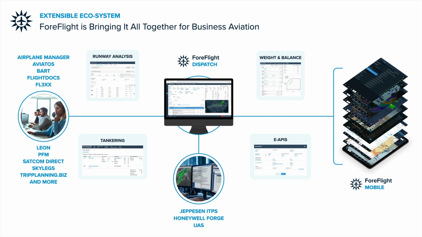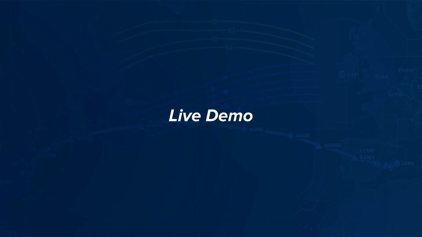And here, like I promised, on the left, you can see a list of the supported scheduling systems. This isn't actually all of them. And so if you want to see the entire list, you can go to foreflight.com/dispatch-scheduling. And there you can find all of the supported scheduling providers. And as I mentioned before, in terms of the trip support providers, we have Jeppesen ITPS, Honeywell Forge, and UAS. So with that, I'm going to hand it over to Caitlin, and she can kick us off with the demo.